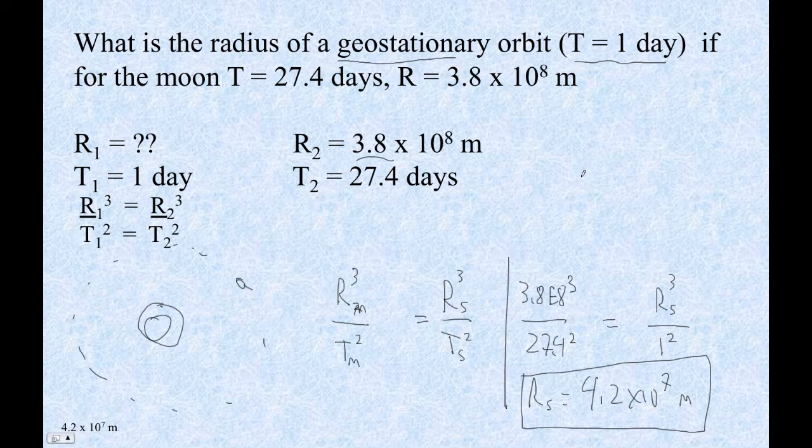So here's the radius of Earth, and you go out 1, 2, 3, 4, 5, 6.6. You're way out there, pretty far away. Anyway, there you go. So you just set it up: this is the moon, its radius to the third over its period squared, and then the satellite.